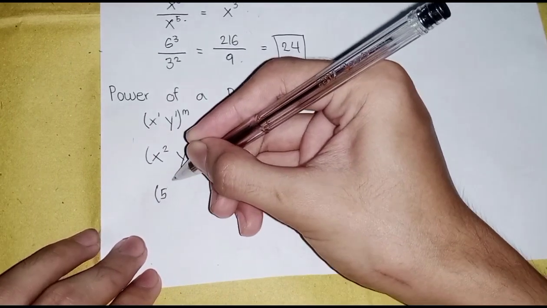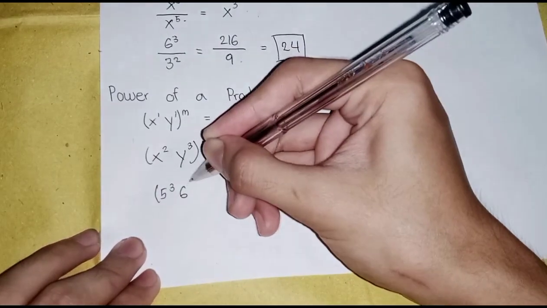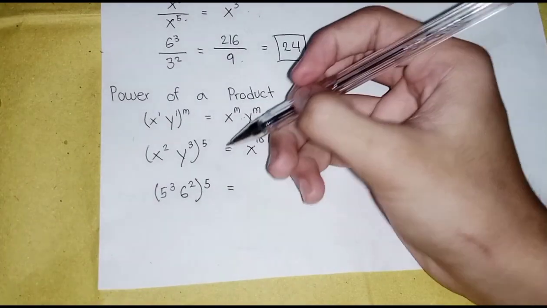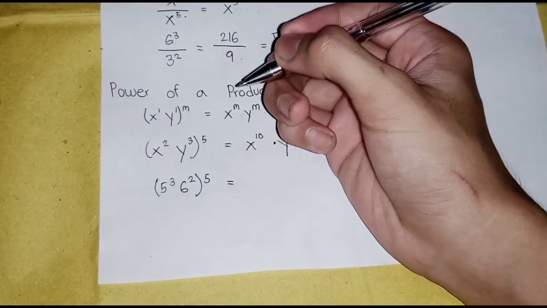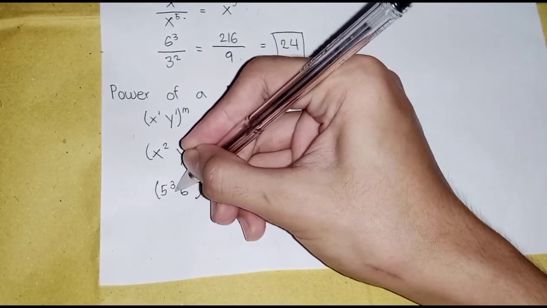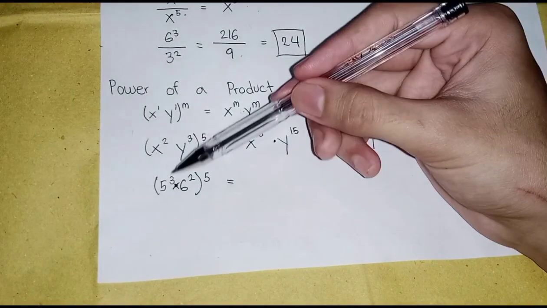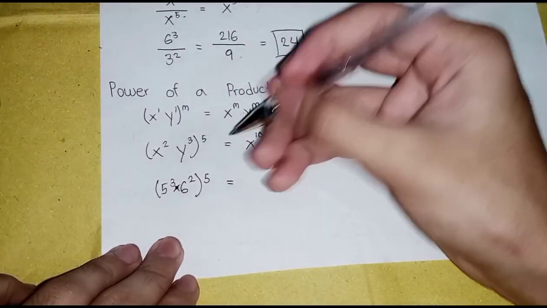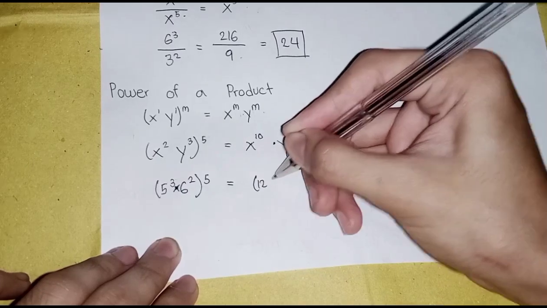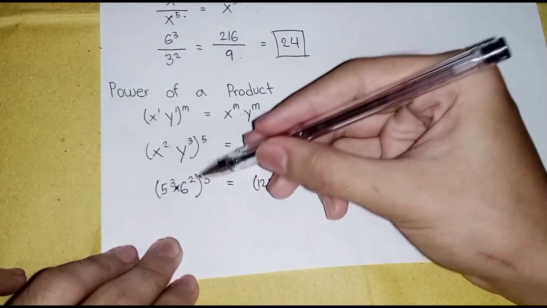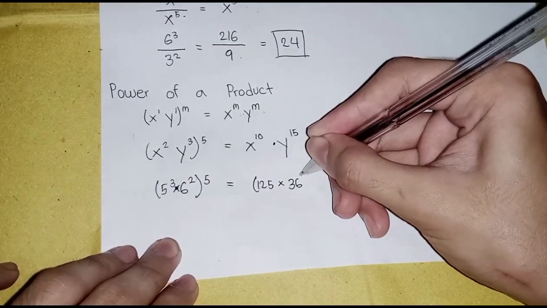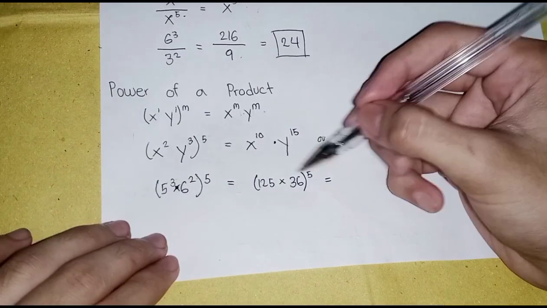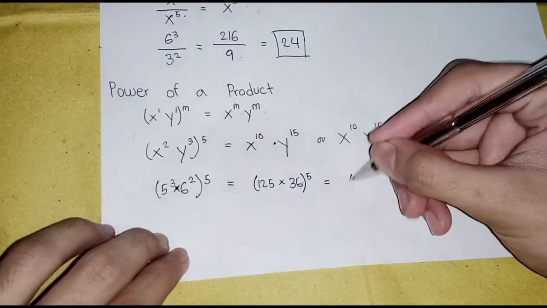5 raised to 3 and 6 squared, quantity raised to 5. So, kapag ganito naman, hindi siya mawawaka sa calculator. Ibig sabihin nito ay may multiplication dito. So, uunahin natin, i-cube muna natin yung 5. 5 raised to 3, that is 125. 125 times 6 raised to 2, 36, quantity raised to 5. So, 125 times 36 is 4,500.